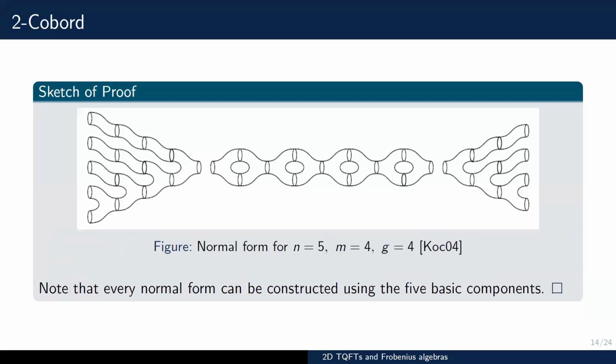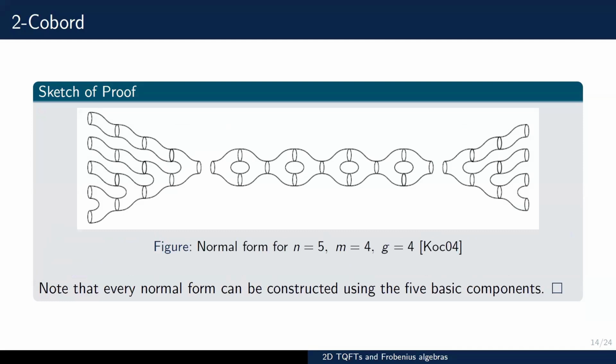What is a normal form? Let's just take an example. Suppose we have a cobordism from 5 circles to 4 circles, and it has a genus of 4. This is what we define as the normal form of this cobordism.